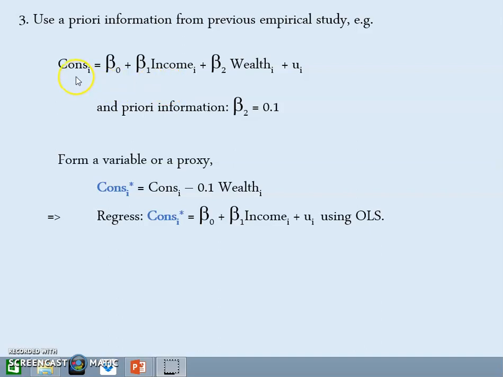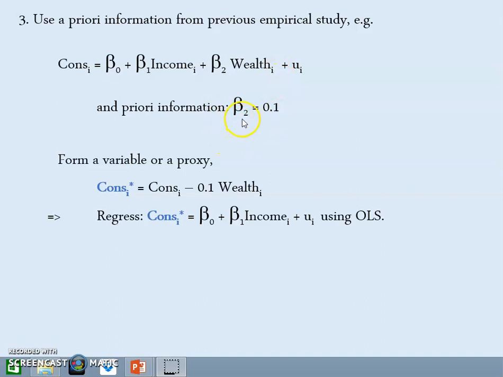For example, we have this regression model of consumption on income and wealth. Basically, if we think income and wealth are really correlated, the higher the wealth, the higher the income, the higher the wealth, so these two independent variables are highly correlated. But we want both in the model. So what we can do is use a priori information from other studies. This must be really justified in your writing.